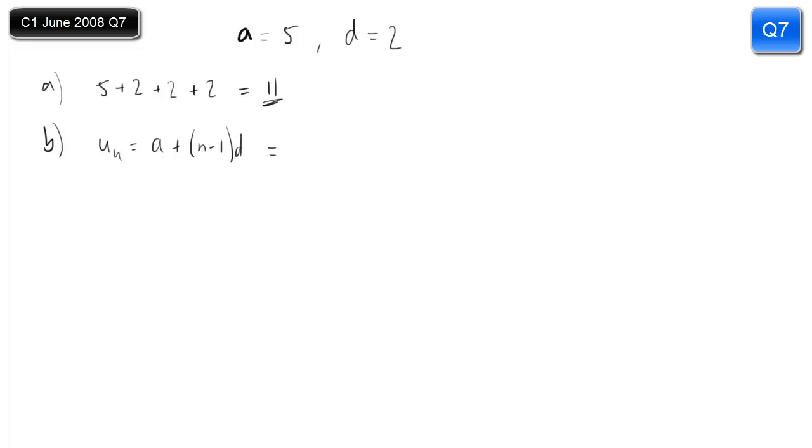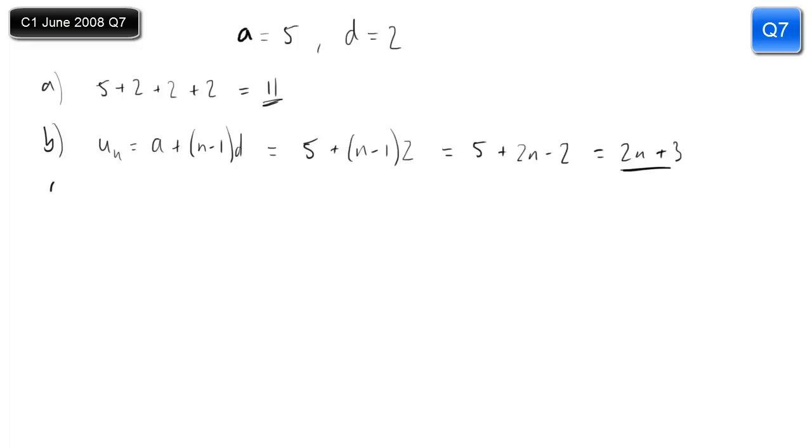So for the nth term, in this case a is 5, so 5 plus n minus 1 times 2. That's basically your answer, but we might as well simplify it. So 5, if you multiply out the brackets, plus 2n minus 2, so we get 2n plus 3.